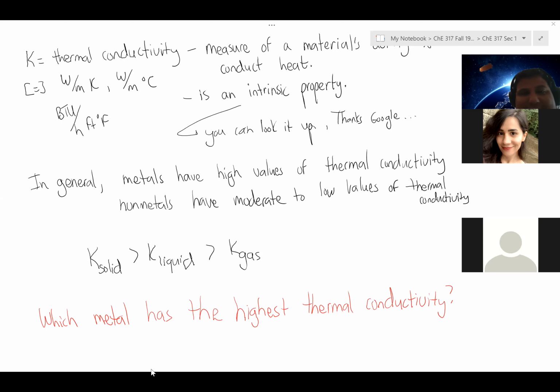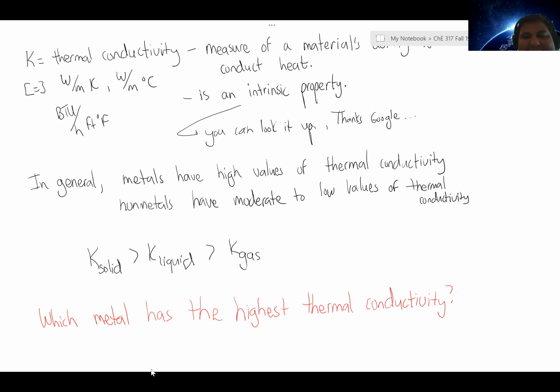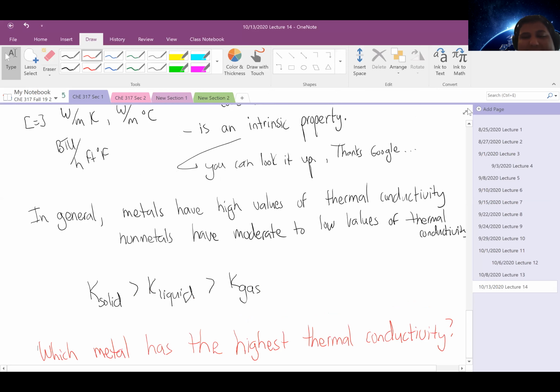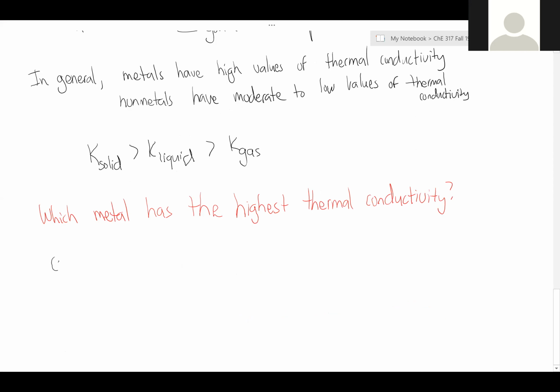Maybe copper. Copper is a really good guess. It is the second highest, right? That's why most electronics, to some degree, utilize copper. Would it be aluminum? It would not be aluminum. So let's see, I guess silver. Silver. Copper is the second highest, but you are correct in that silver is the highest.